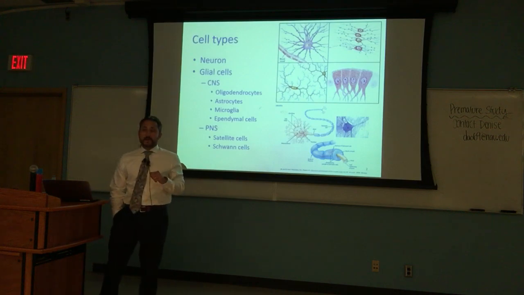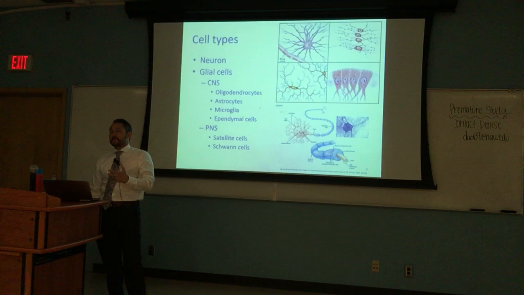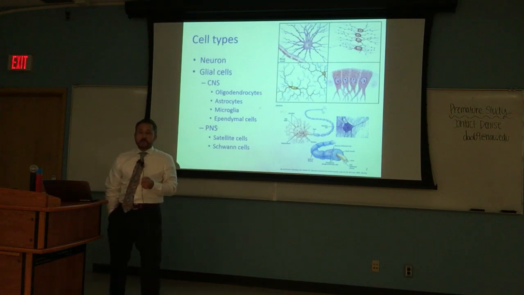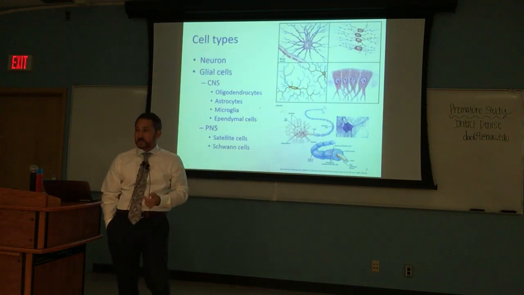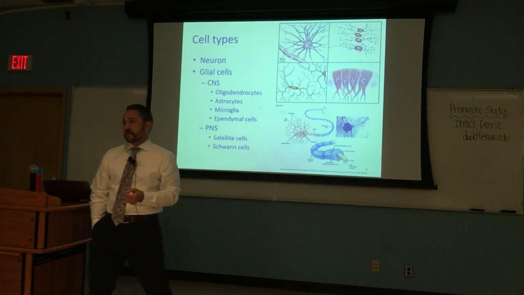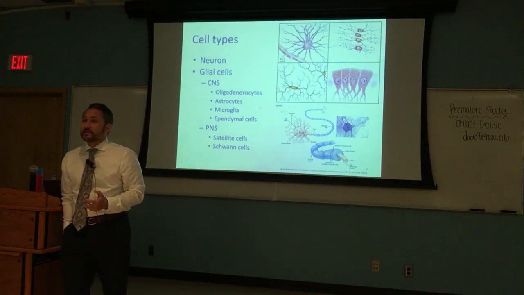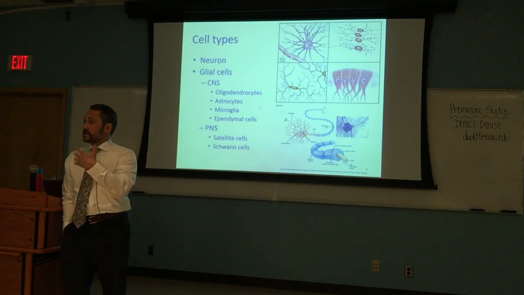Okay? And some of the things that we're going to cover, we're going to look at hydrocephalus. We'll talk about multiple sclerosis, which targets these oligodendrocytes. We'll talk about traumatic brain injury. We'll talk about concussions and hematomas, contusions, right?